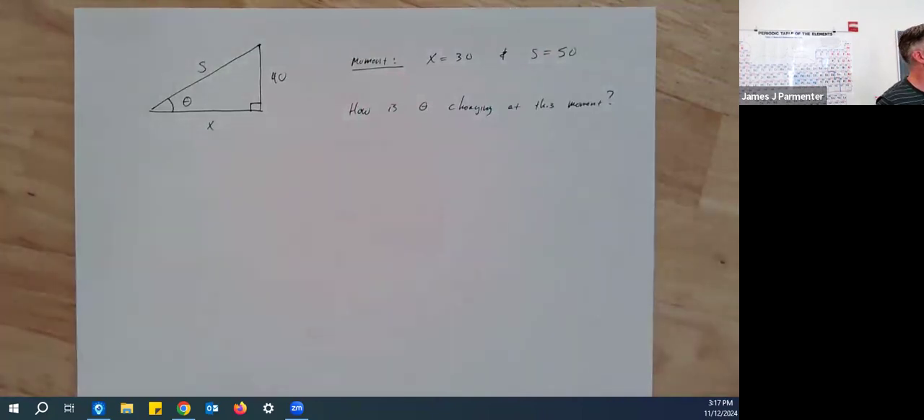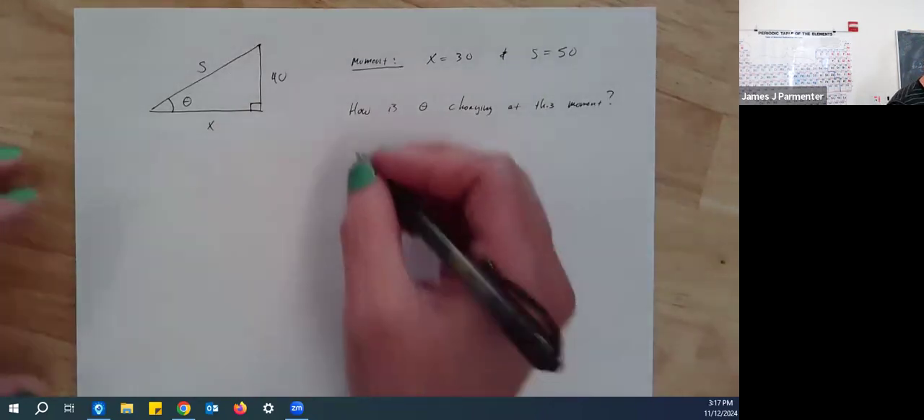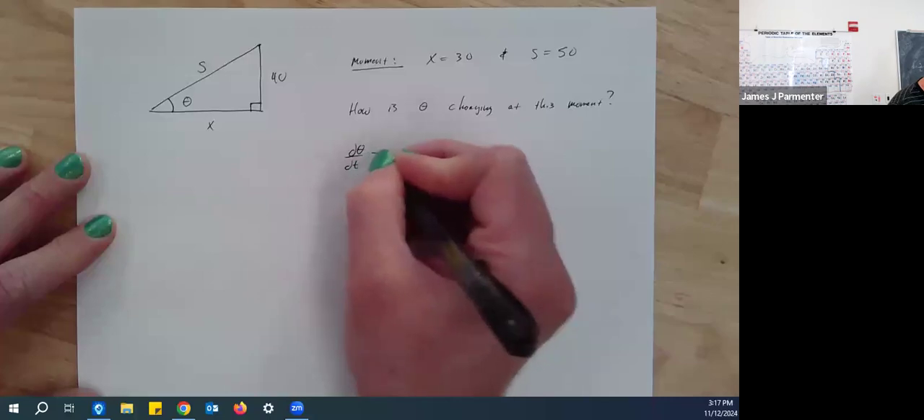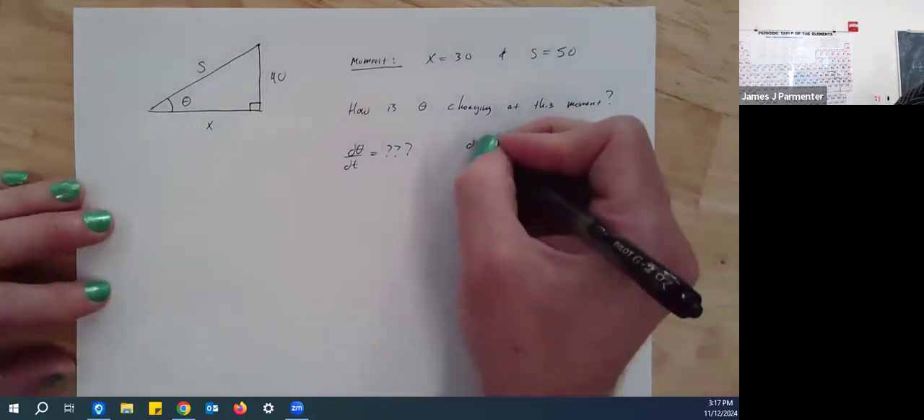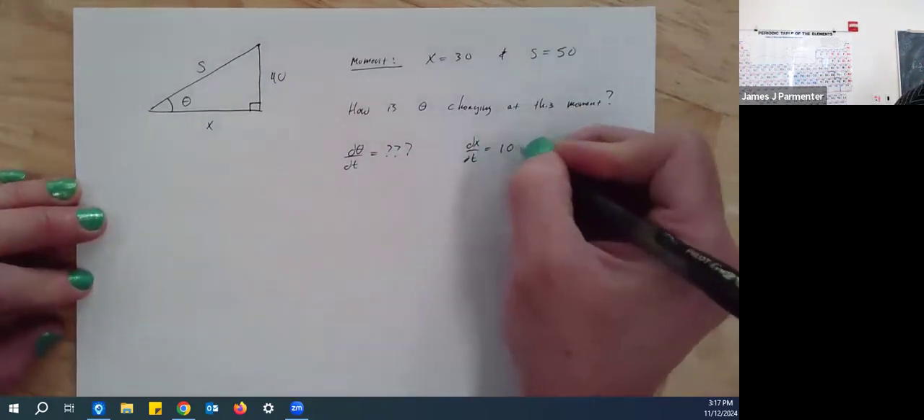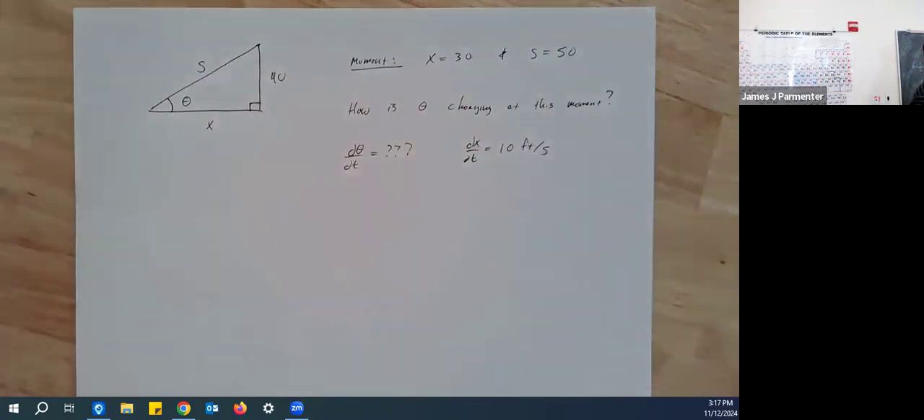So now our job is to write an equation relating the thing we want to know, how theta is changing, and the thing we already know, how X is changing. Now I will point out, technically we also know how S is changing, but we know that X is increasing at 10 feet per second at any time, whereas we know that S is increasing at 60 per second only at this one moment. So if they happen to ask us about a different moment in time, we couldn't use the rate of change of S. So it's always safer to use the things they've given you as opposed to the things you found, unless they want you to do it.